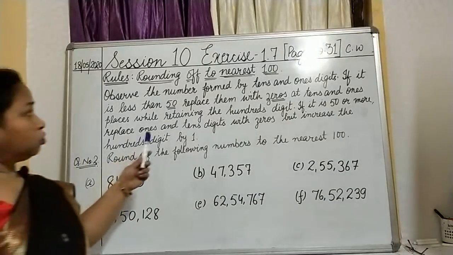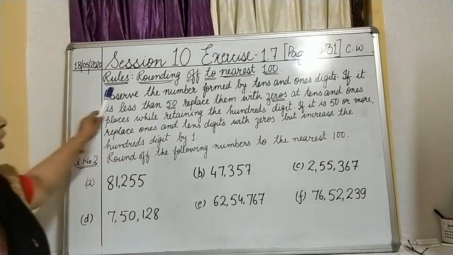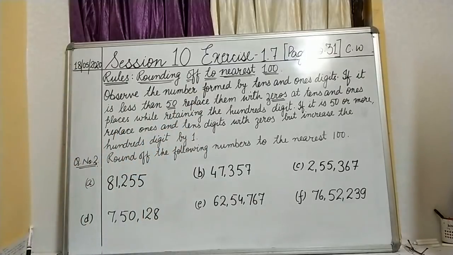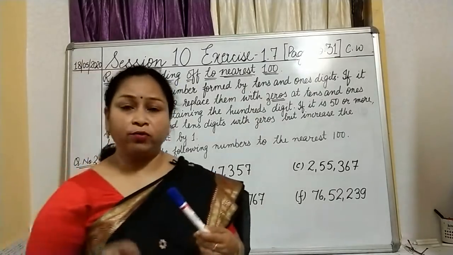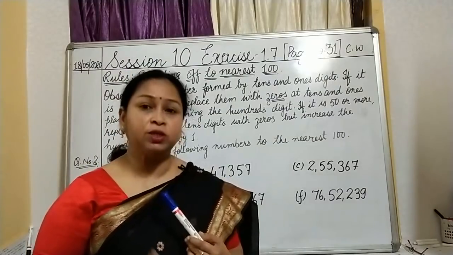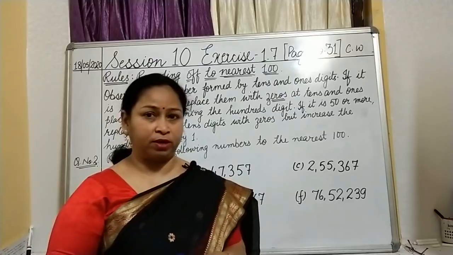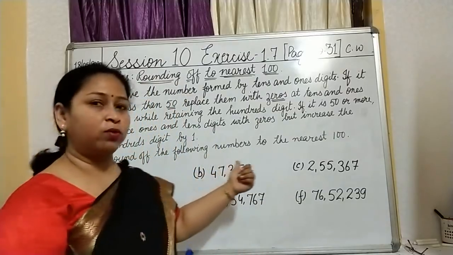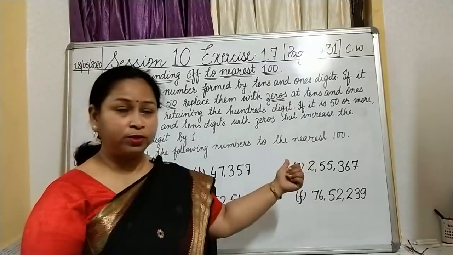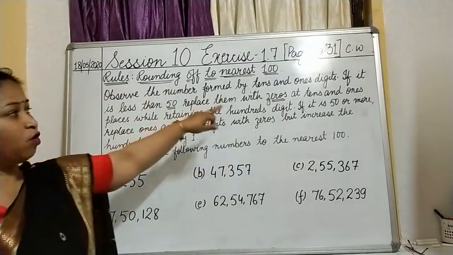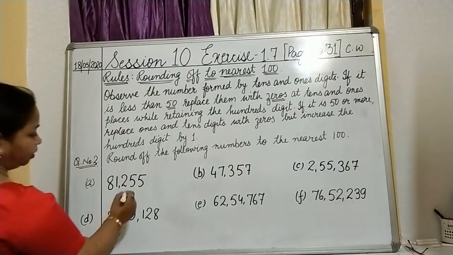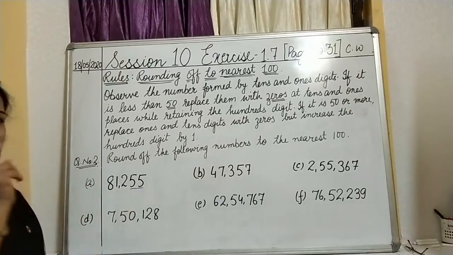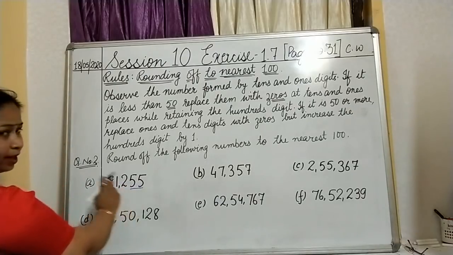Okay, so this is the next one. Rounding off to nearest what? 100. So rounding off to nearest 100, rounding off to nearest 10 is clear to you. When we were doing this rounding off to nearest 10, which place were we checking? We were checking ones place. Now can you guess which place you are going to check over here? Which place you have to observe? Observe the number formed by tens and ones digit, or in other words you have to observe the last two digits. Okay, so ones and tens.